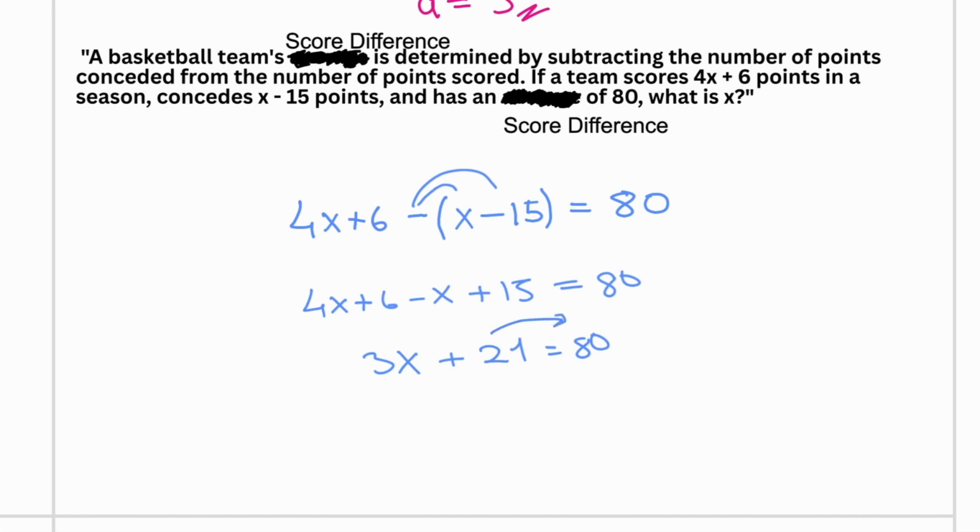Send 21 to the other side. It will be negative 21. So 3x equals 80 minus 21, which is 59. And now we can divide both sides by 3. The answer is x equals 59/3. That's it.